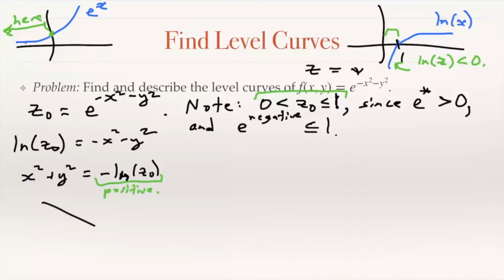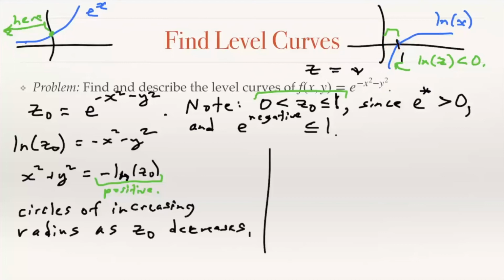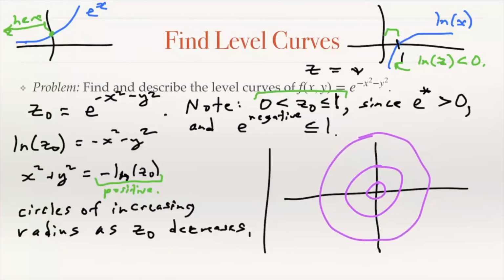So these are circles, and they are circles of increasing radius as z naught decreases. And why are they increasing as z naught decreases? Well, as z naught grows smaller and smaller, look here in the upper right, then ln of z naught grows larger and larger in magnitude, going to the negative side, but we're taking the negative of that. So the smaller z naught is, the bigger the negative of its output. So we wind up with level curves that look like this, and we should label these.